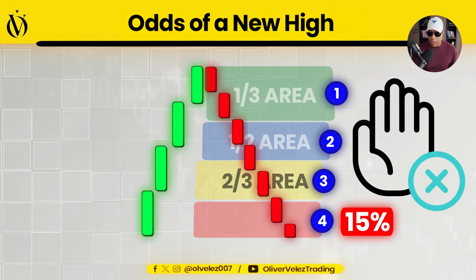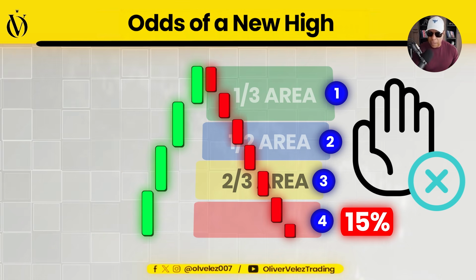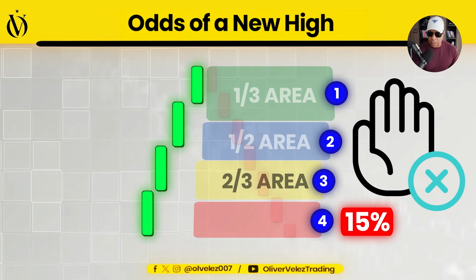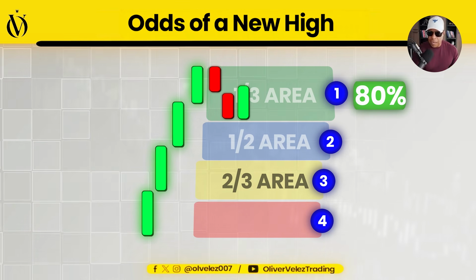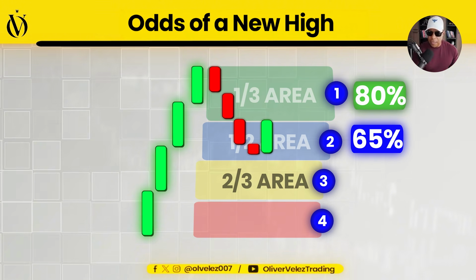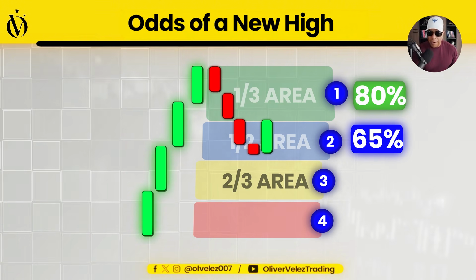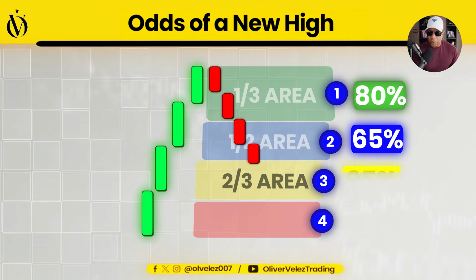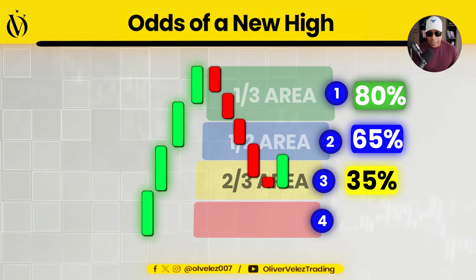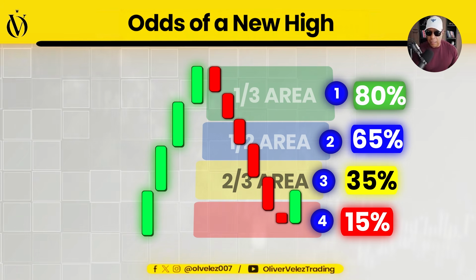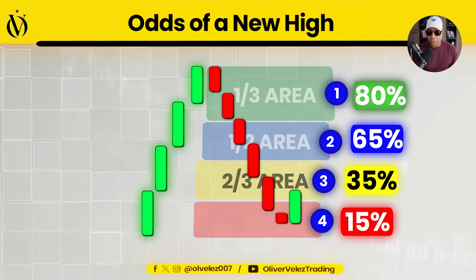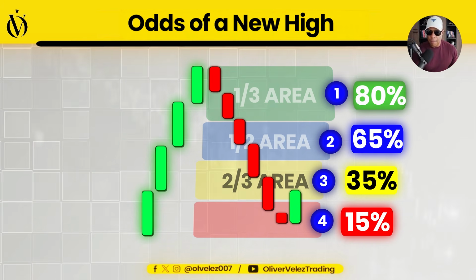Do you have these odds? Talk to me. I need somebody to talk to me. You have these odds. 80%, top third. 65%, pull back to the half, around halfway or less. 35%, you break the half. 15%, you break the bottom third. Tell me you've got this.